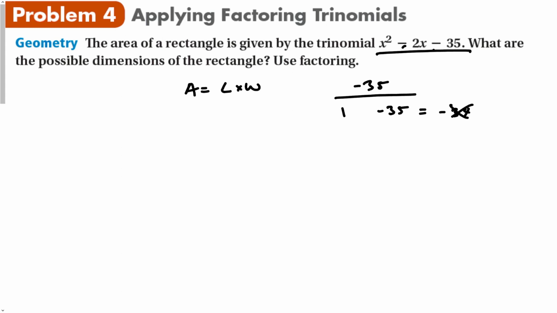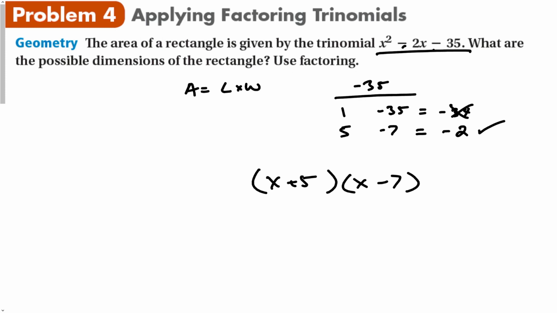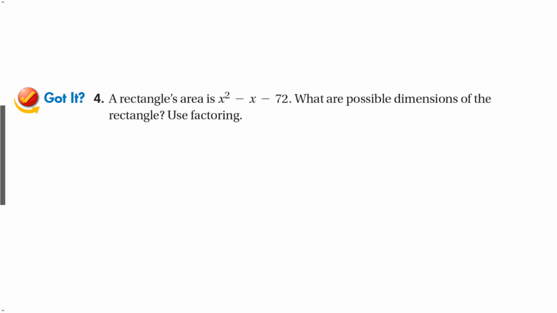Nope. 2 does not go into 35. Neither does 3. But 5 does. And that's 5 times 7. So 5 and negative 7 give me negative 35. And when I combine them, I get negative 2. So my answer looks like two sets of parentheses, x plus 5, x minus 7. Okay? No real big problem with a word problem in this case.